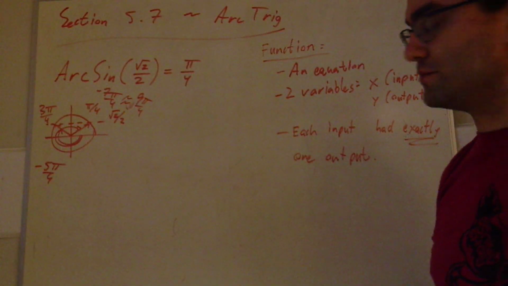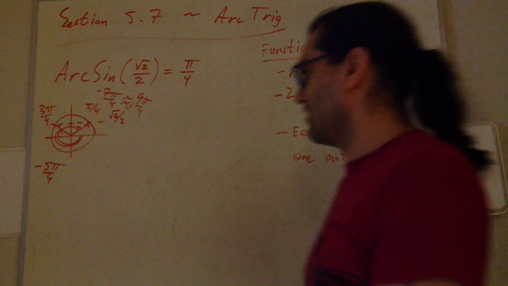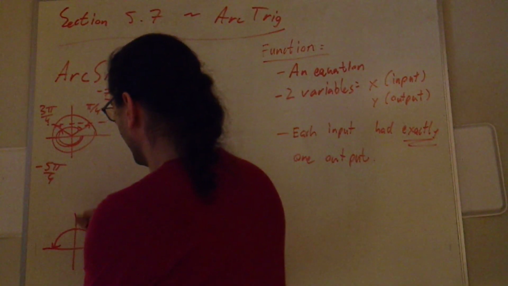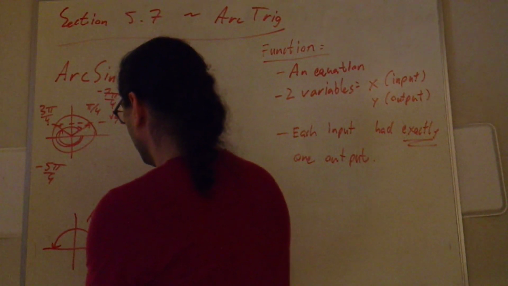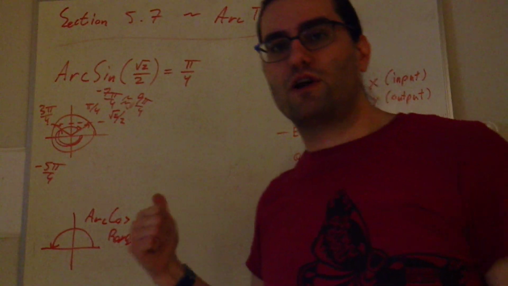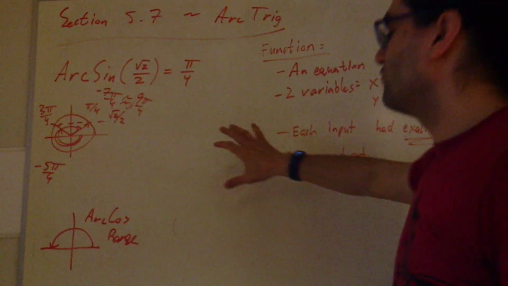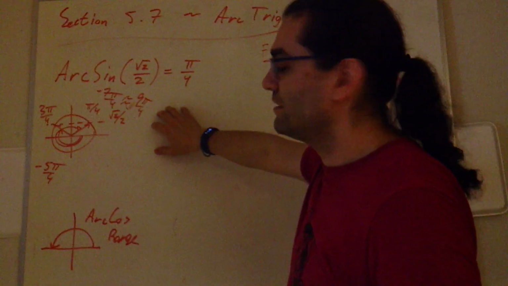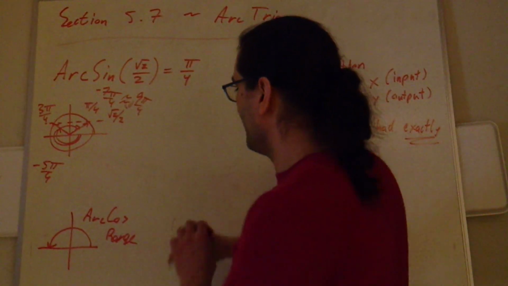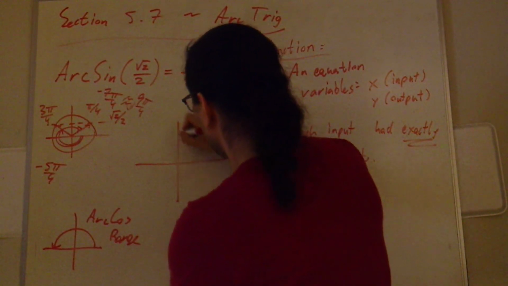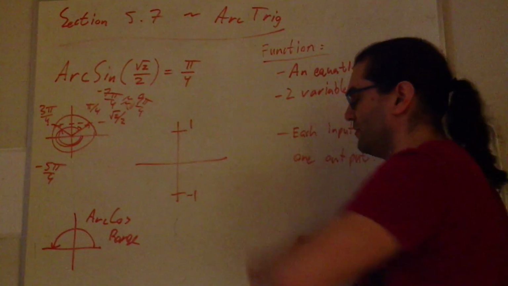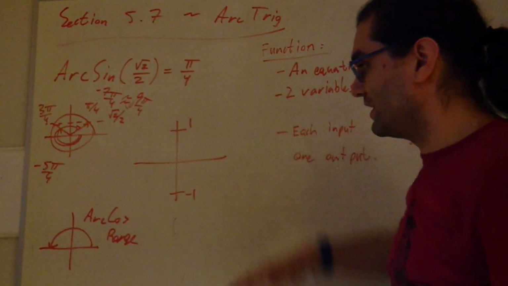Arc sine is a little different in terms of its range restriction. The arc cosine did its range restriction 0 to 180. That's not going to work for an arc sine. For this range, I need a range of angles that covers every possible y value exactly once. So I need to go from -1 on the y-axis to 1 on the y-axis without repeating anything.